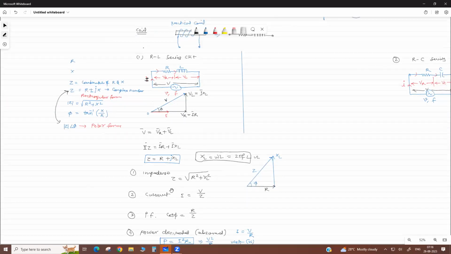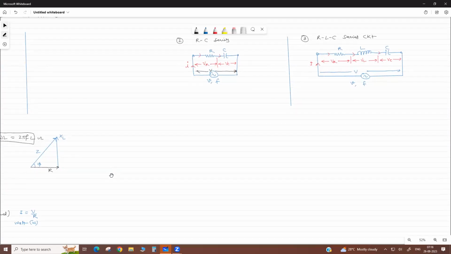Yesterday we saw the RLCD circuit. Similarly, this is the RC circuit. Okay.